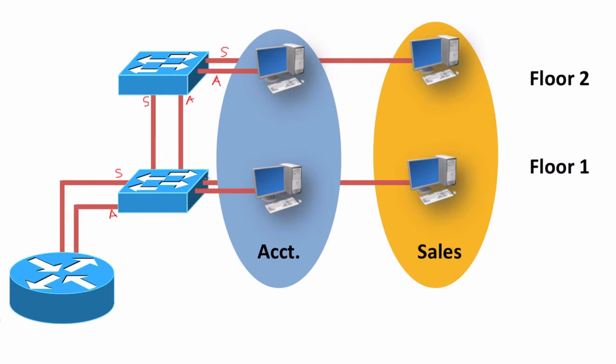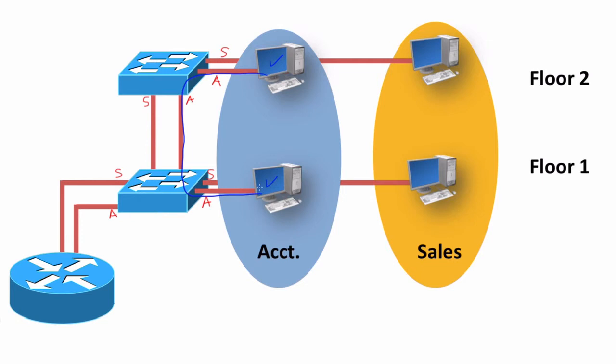Let's label the bottom switch. We have a sales and accounting port. Let's take a look at the traffic flow now between a couple of our accounting computers. I want to go from the top accounting computer to the bottom accounting computer. I would go in the accounting port, a port that belonged to the accounting VLAN. I would go down to my bottom switch, and I would go out to that computer.